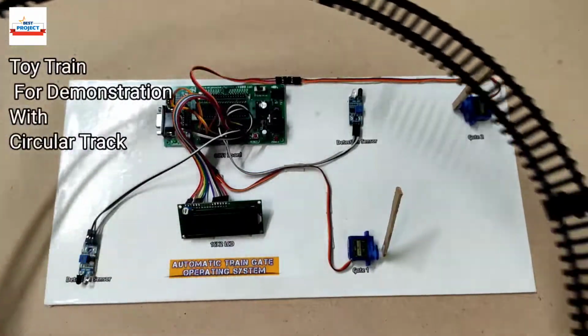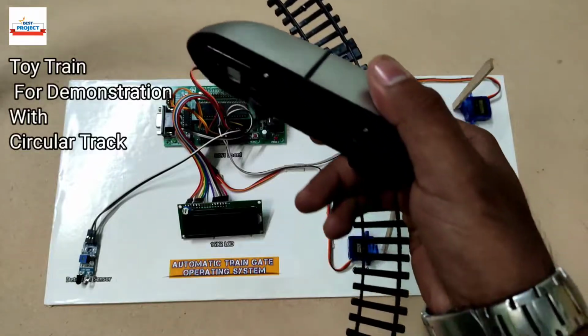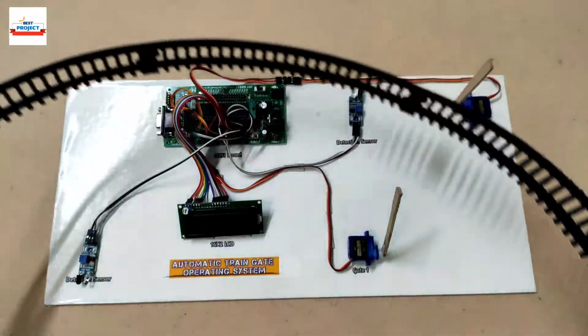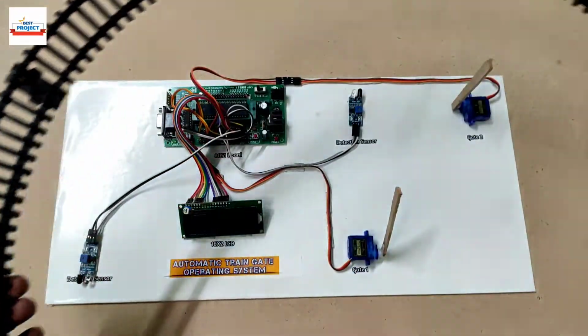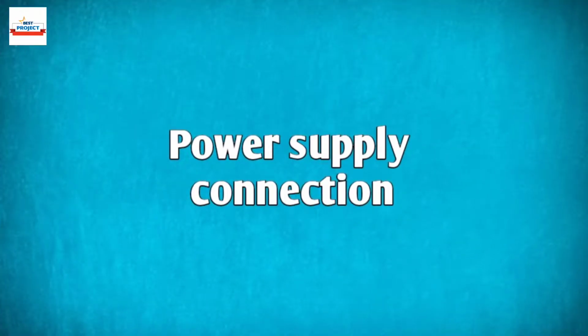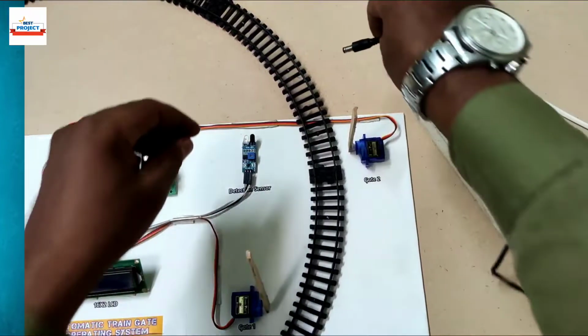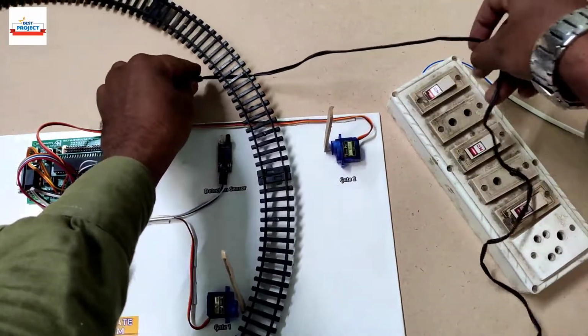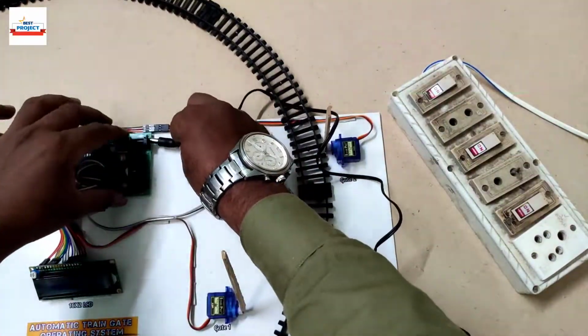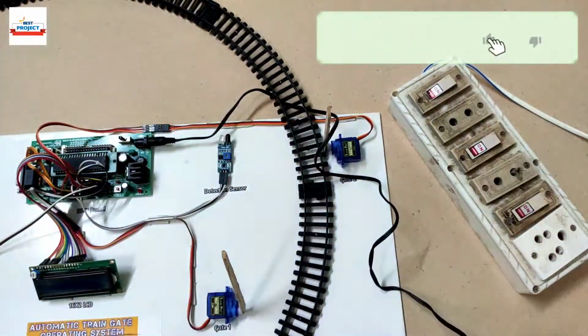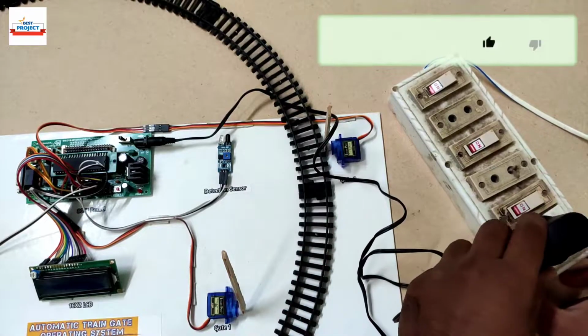And here is the toy train. We will use this train for demonstration purposes only, but this system also works in real life. Okay, so connecting the 9 volt power adapter here, as you can see, and after it we will plug it into 230 volts for its operation.